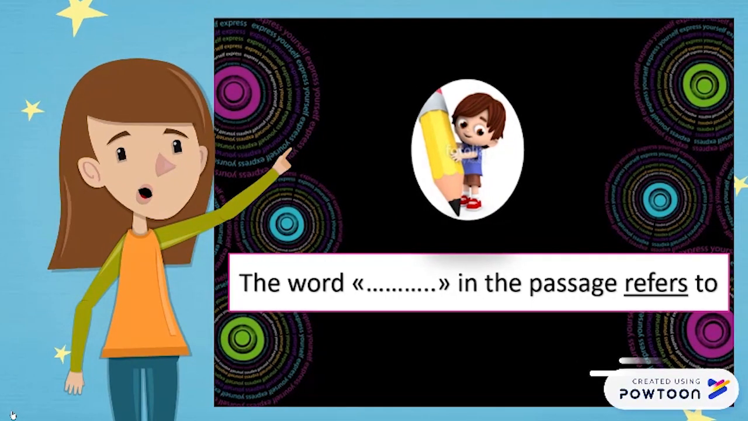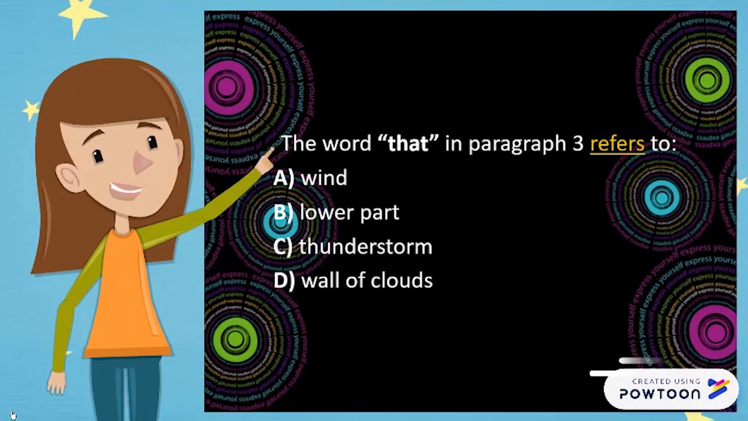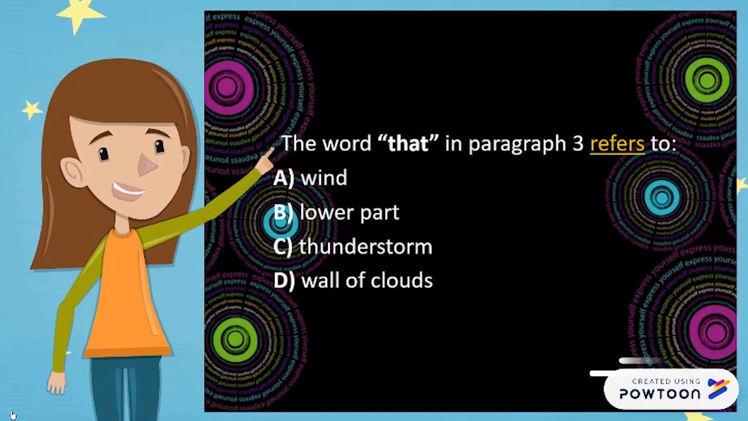It is easy to identify this type of question because it appears like "the word in the passage refers to." You have to pay attention to this word, refers. Let's go see an example of a referent question. "The word that in paragraph 3 refers to," and then you have the 4 options. As you could notice, the question has the word refers, so pay attention to that.